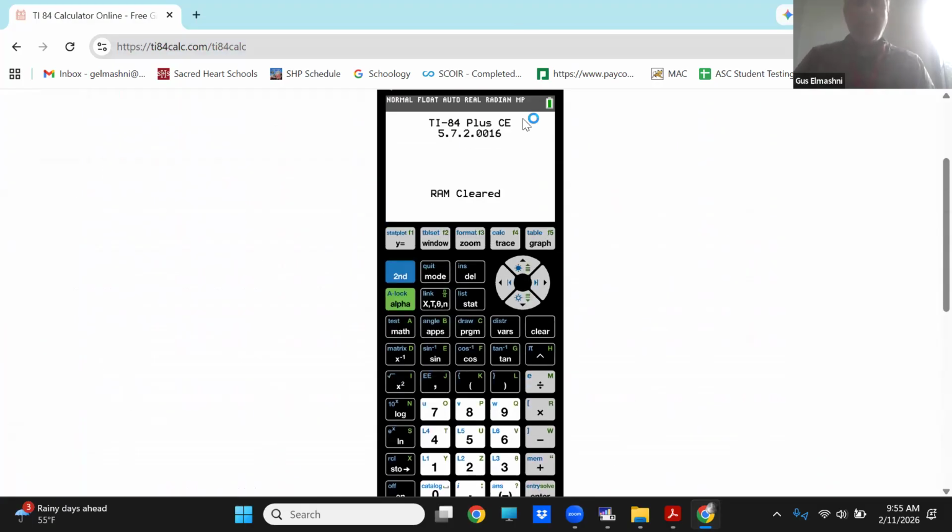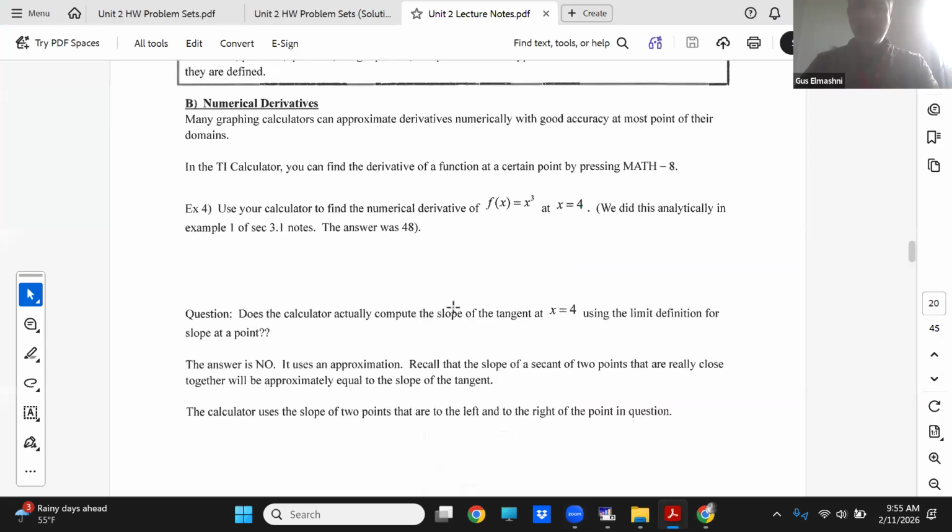Okay. All right. So the first question is asking us: many graphing calculators can approximate derivatives numerically with good accuracy at most points of their domains. In a TI-84 calculator, you can find the derivative at a certain point by pressing math 8.